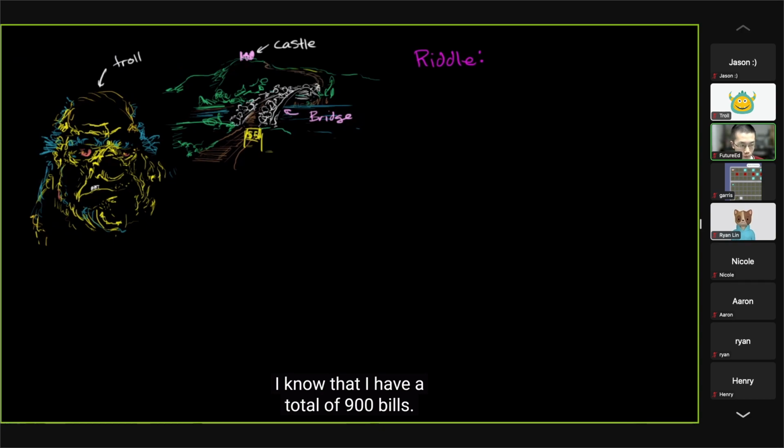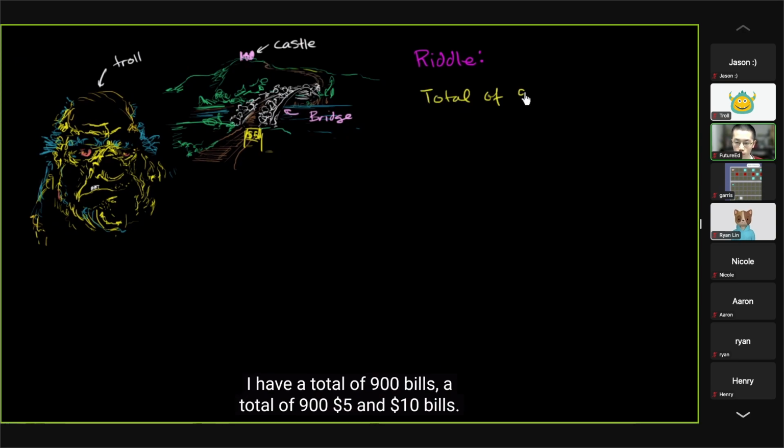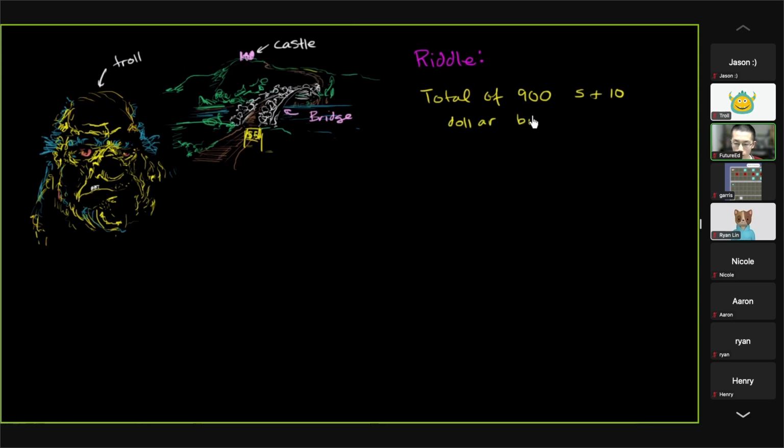I know that I have a total of 900 bills. So let me write that down. I have a total of 900 bills. Total of 900 $5 and $10 bills. Dollar bills. And he says, I will give you, because I'm very sympathetic, I'll give you another piece of information.